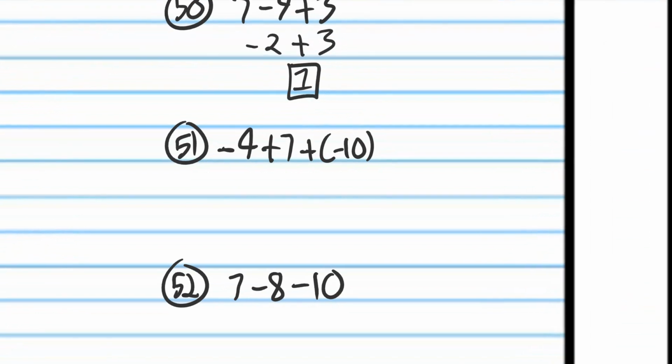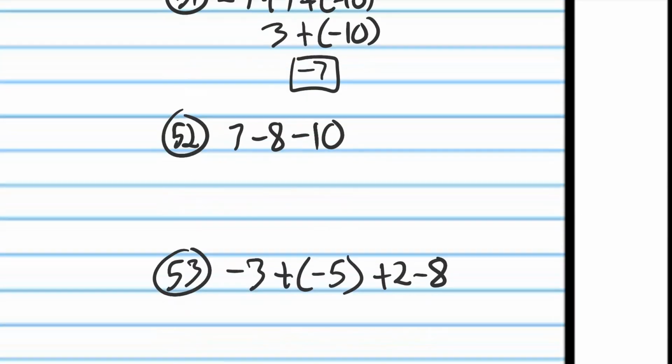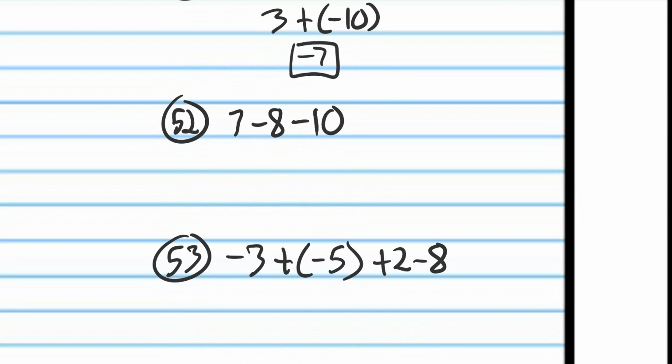We're going to do some more of these before you try some on your own. Negative 4 plus 7 is 3. And 3 plus negative 10 is negative 7. 7 minus 8 is negative 1. Negative 1 minus 10 is the same thing as negative 1 plus negative 10, which is negative 11.